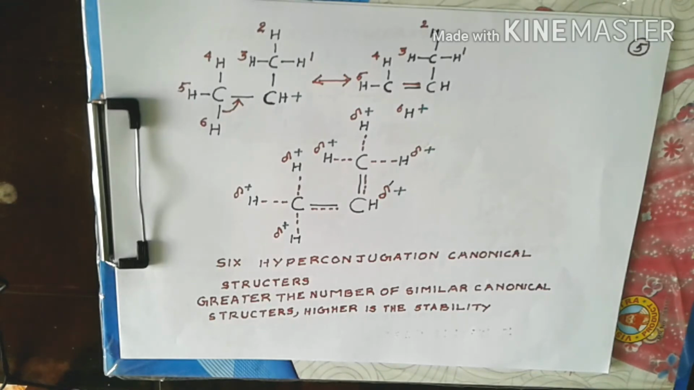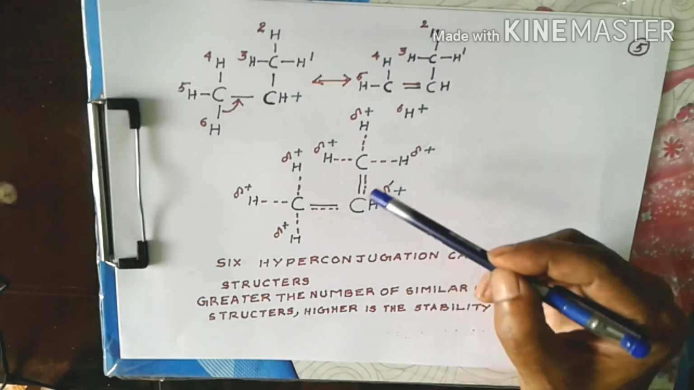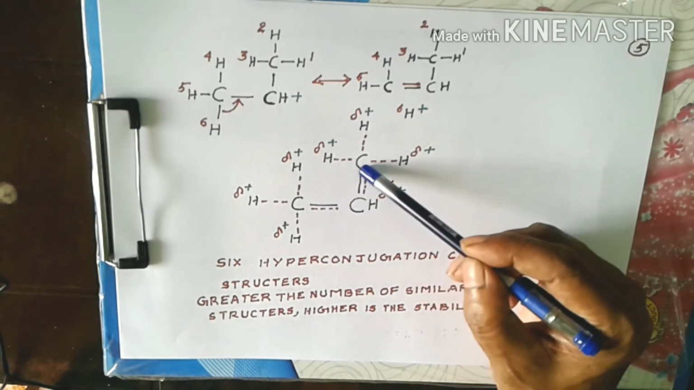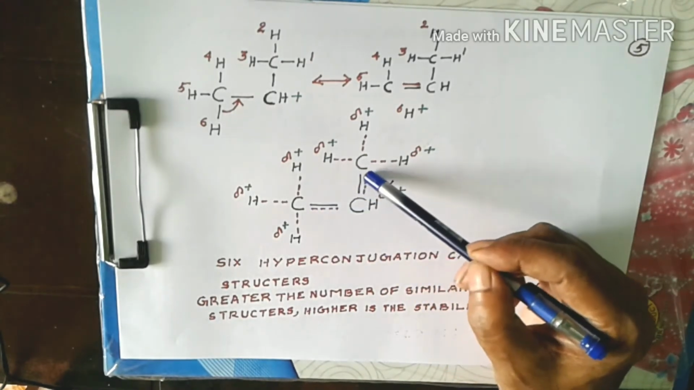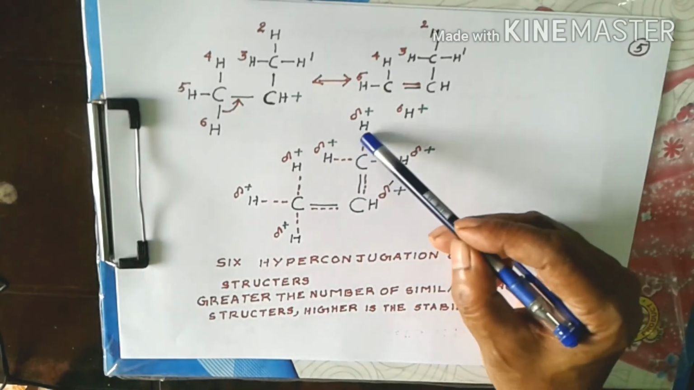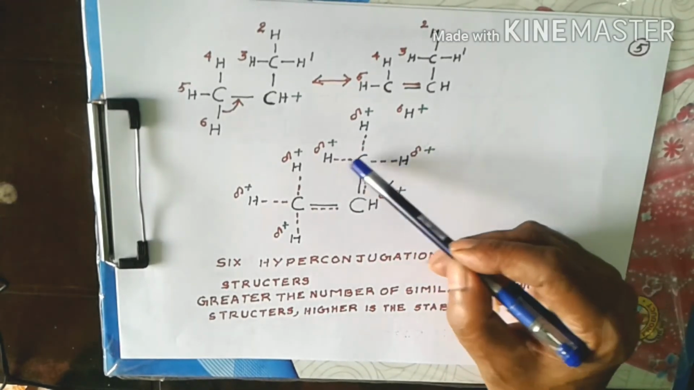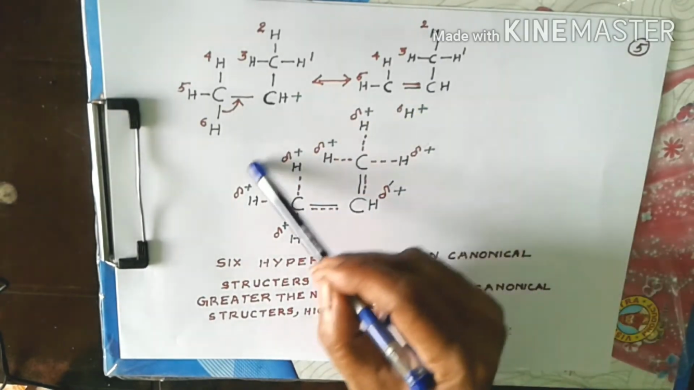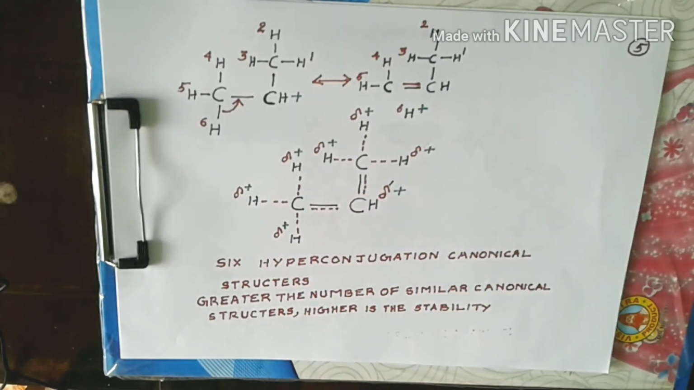So altogether 6 hydrogen atoms are involved. Then the 2 carbon-carbon bonds get pi bond character. All the hydrogen atoms are connected by weak bonds, and this will be the approximate structure of the resonance hybrid.